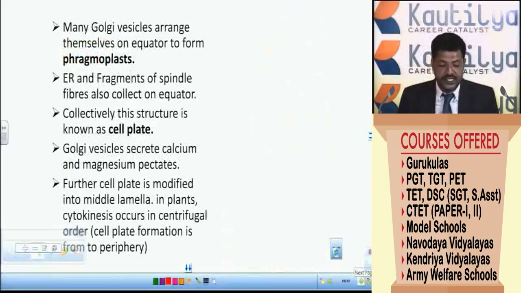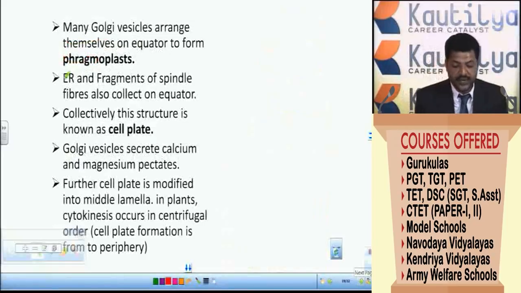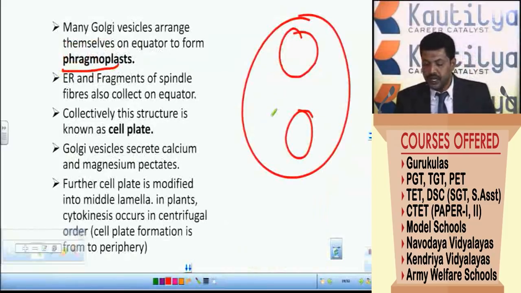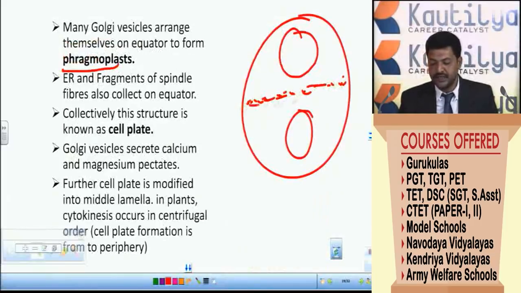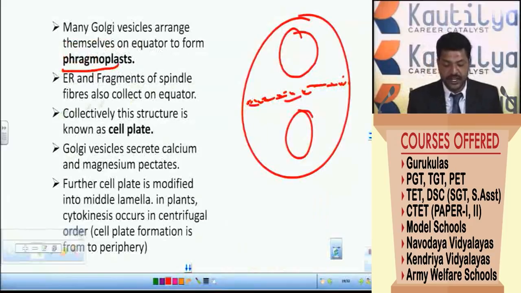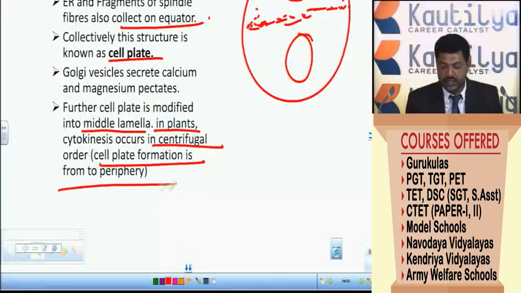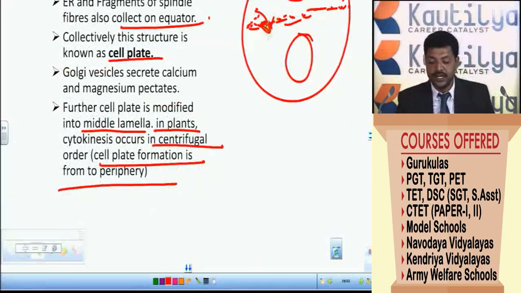Now many Golgi vesicles arrange themselves at the equator and form the phragmoplast between the dividing cells during telophase. After telophase, the phragmoplast is formed by the interzonal fibers and vesicles of the Golgi complex. ER fragments and spindle fibers are also collected at the equator. Collectively, that forms the cell plate. Golgi vesicles secrete calcium and magnesium pectins, which are further modified into the middle lamella. In plants, cytokinesis occurs in a centrifugal order, cell plate formation from the center to the periphery. This is called the centrifugal manner.